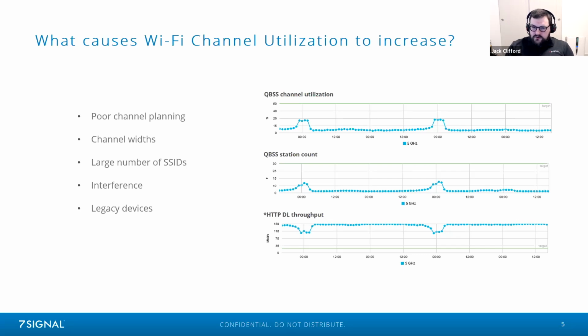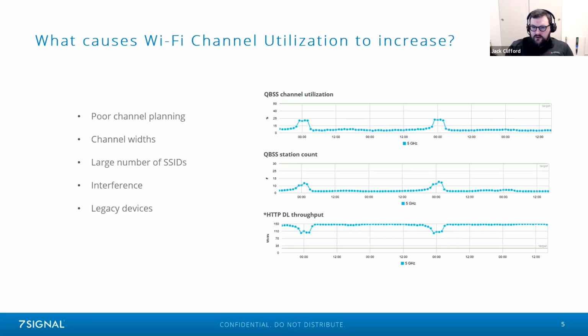If you have a very large number of SSIDs, each SSID has to send out a beacon. And if you have 10 plus SSIDs that you're broadcasting at a time, each one of those SSIDs by default sends a beacon out roughly 10 times a second. So if you have 10 of those, you can see how quickly that number increases, and then your channel is being utilized just from your beacons, just from you advertising what networks you have available.